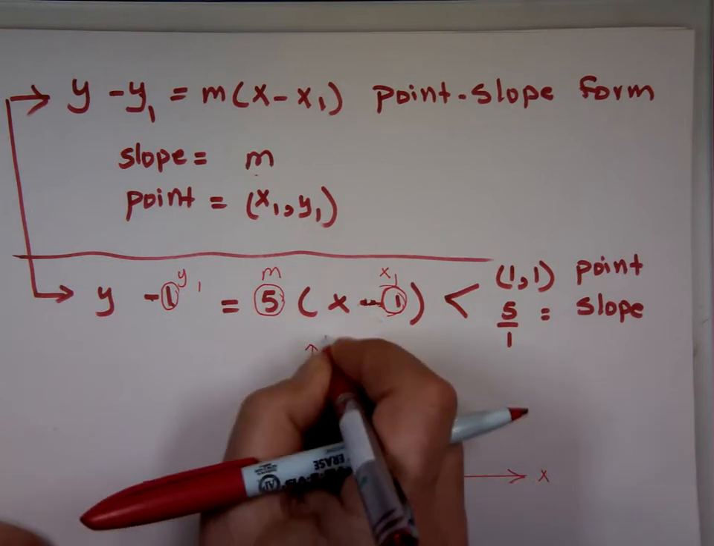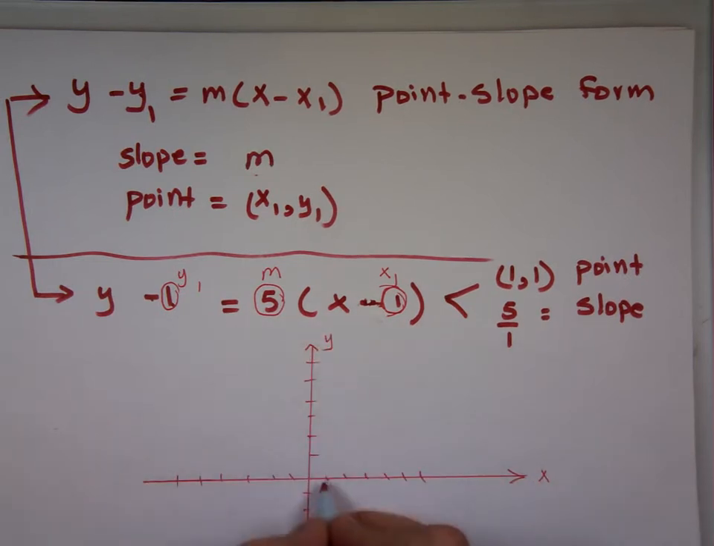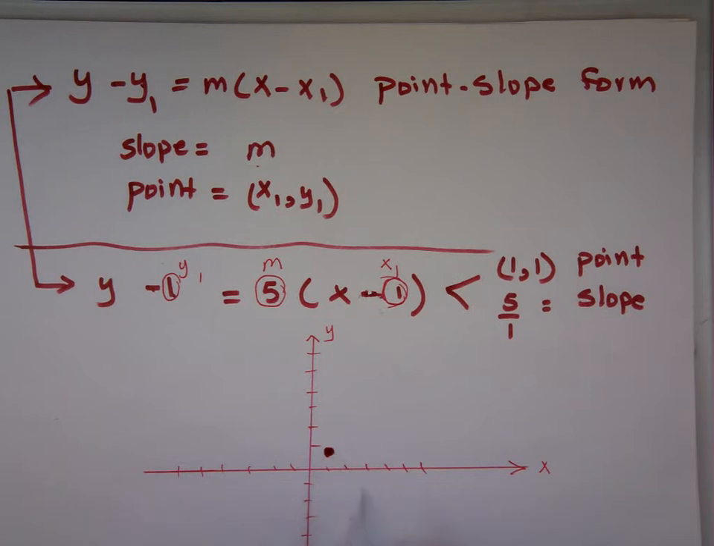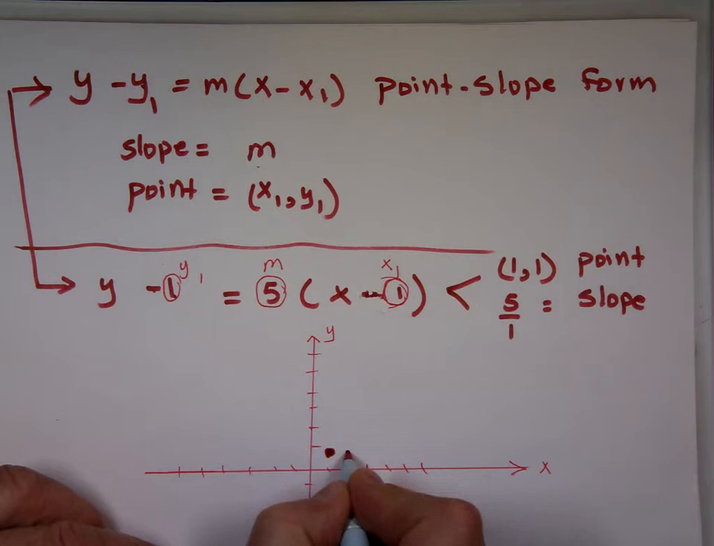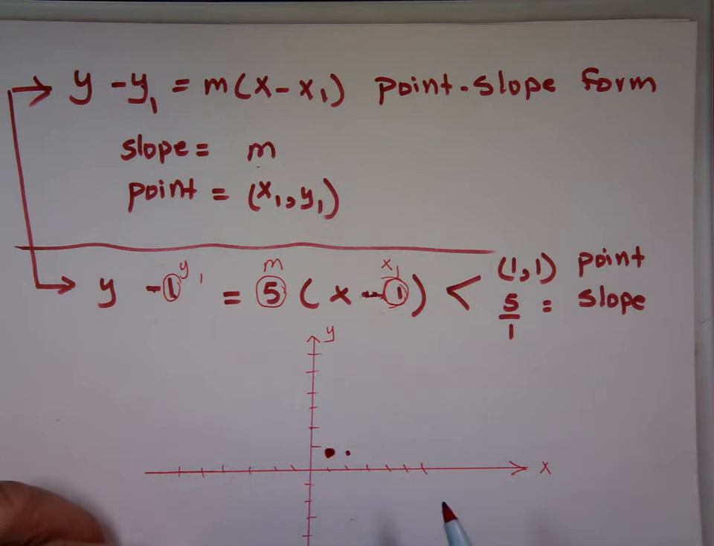The point is 1 and 1. That's this point. It's not the y-intercept. It's just a point, and it could be anywhere. And now the slope is 5, or 5 over 1, which means go 1 to the right and do what? Go 5 up.